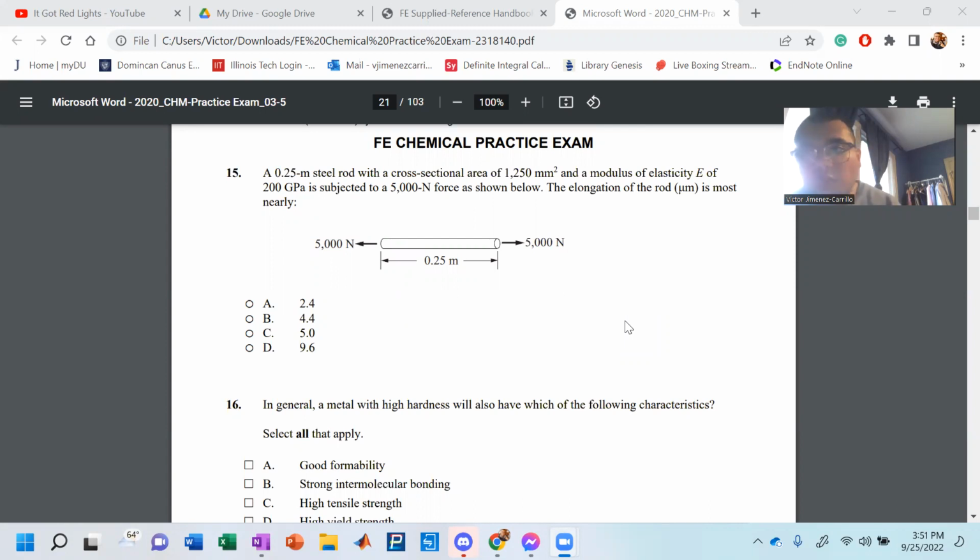But the elongation of the rod is also the deformation of the rod. So you go into your trusty FE supplied handbook and type in deformation equation, and it'll show up the equation you need to use. Since this is not a spring and you're forcing it to stretch, you are deforming an item. So the equation used is deformation.